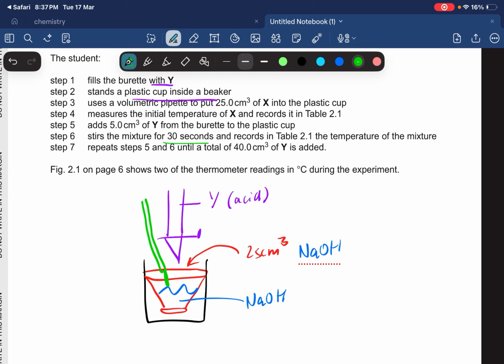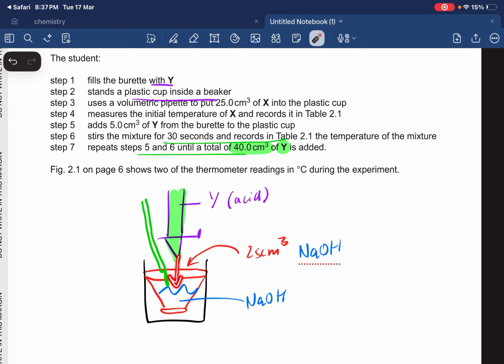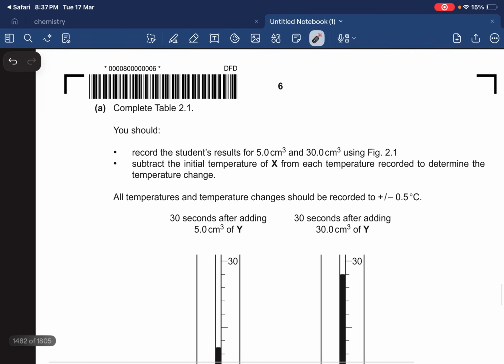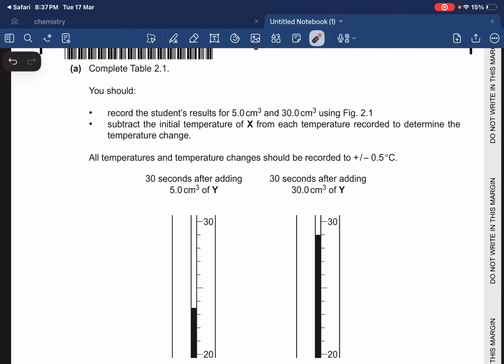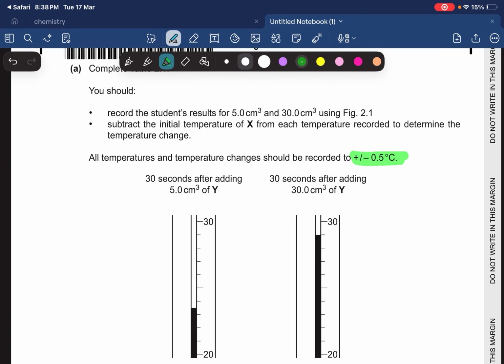Okay, stir the mixture for 30 seconds, record the temperature, repeat steps 5, 6 until a total of 40 cm cube of Y is added. So Y is being added from here until he adds 40. He just continues doing this work. Complete table 2.1. You should record the student's results for 5 cm cube and 30 cm cube using figure 2.1. Subtract the initial temperature of X from each temperature recorded and determine the temperature change. All temperatures and changes should be recorded to plus minus 0.5 degrees Celsius.